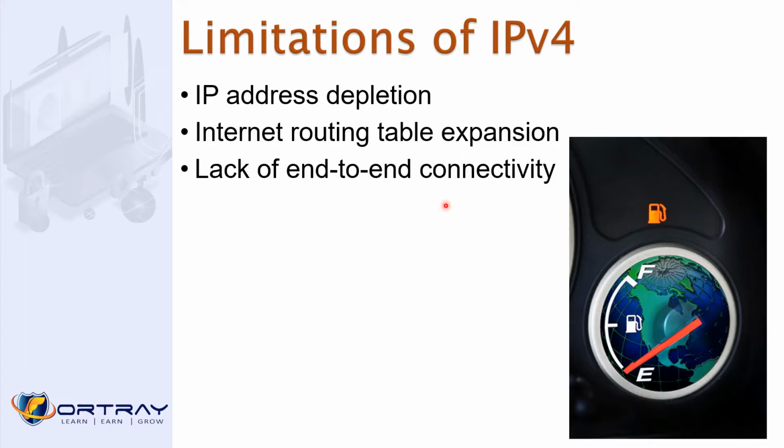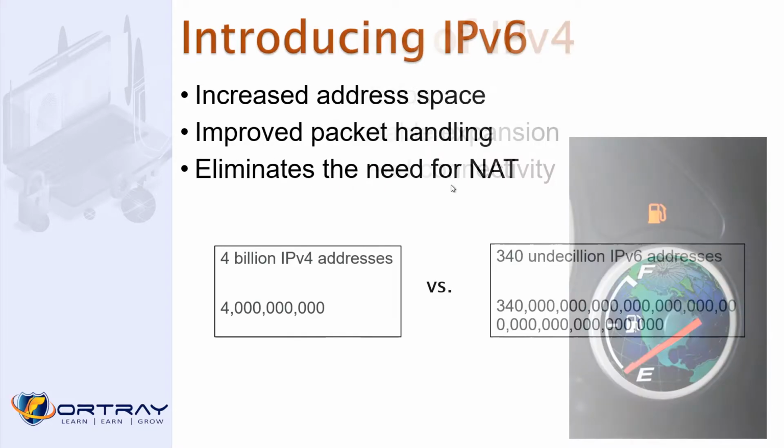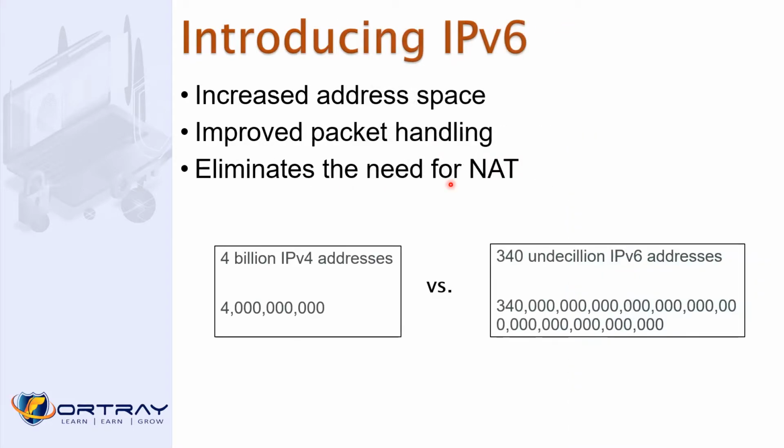They are almost finished, right? You can see this internet routing table expansion, lack of end-to-end connectivity. That is a problem. Then what happens? We need to replace it with another IP address. We need another IP address, which is called the IPv6 address.